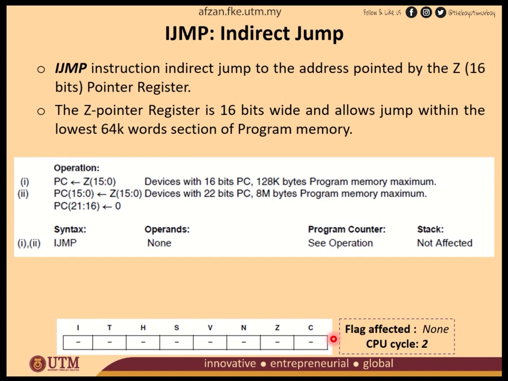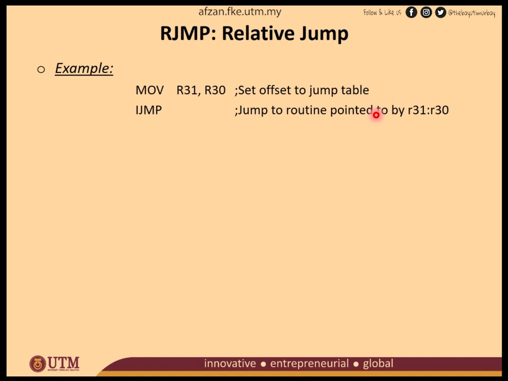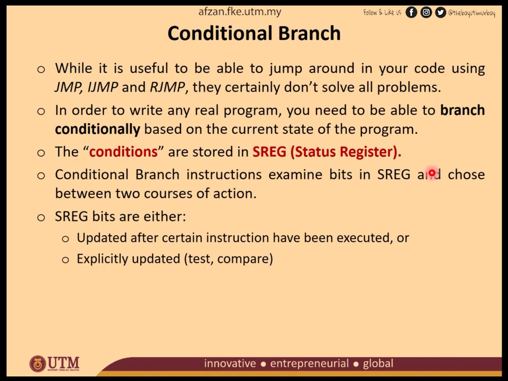What about IJMP? IJMP stands for indirect jump. This instruction jumps indirectly to the address pointed to by pointer register Z. So you need to look at what pointer register Z points to, then it jumps to that address. While it is useful to be able to jump around in your code using JMP, IJMP, RJMP, they certainly don't solve all the problems.